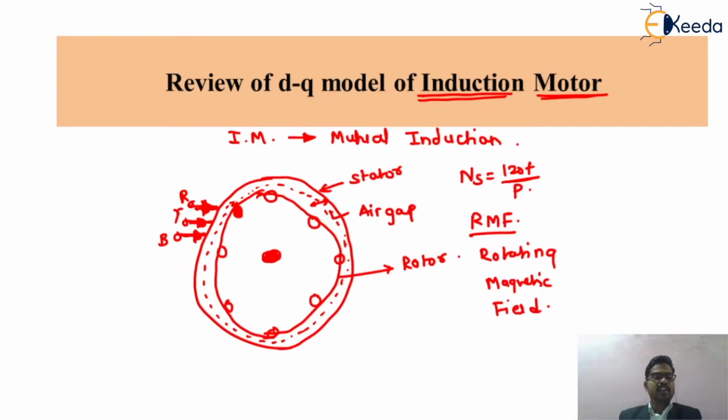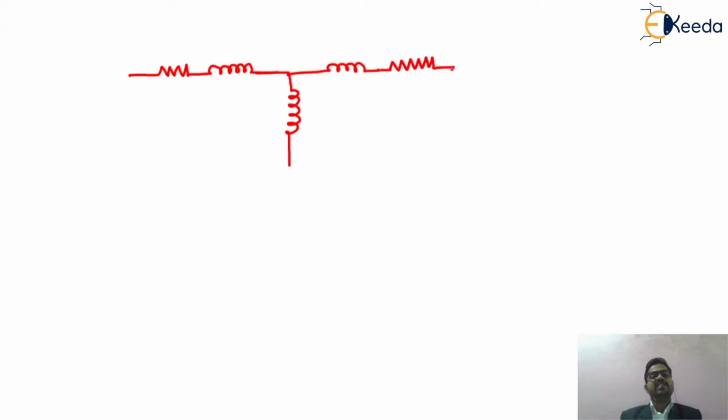So friends, as we know, the equivalent circuit of your induction motor is referred to the stator circuit. This is the stator resistance, this is the stator reactance, this is the mutual reactance of your circuit. This is the rotor resistance, and this is the rotor part. The current flowing through the stator circuit is Is, and the current flowing through the rotor circuit is Ir.